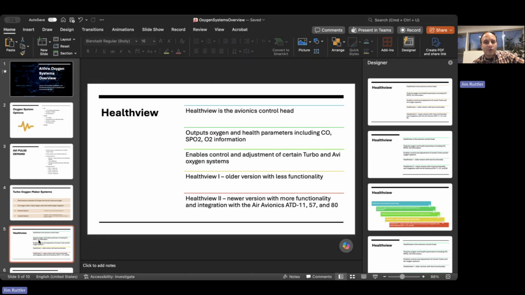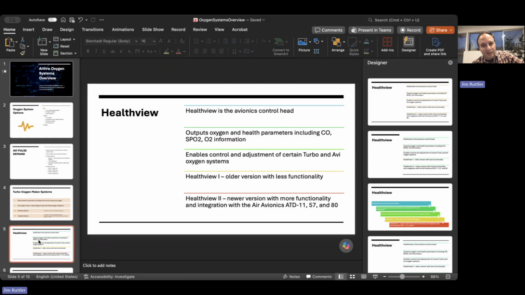HealthView 1 is older, has less functionality, and I'll show you both examples of the HealthView 1 and HealthView 2. And what does that mean? There's much more limited control of the oxygen for the AVI and the turbo systems out of the HealthView 1. It's really default control, and if you wanted to fine tune the oxygen flow rates for individual passengers or bump up the oxygen injection out of the O2I system, it wasn't possible with the HealthView 1 just due to its limited user interface, but also the memory and just the functionality that was originally put into it.